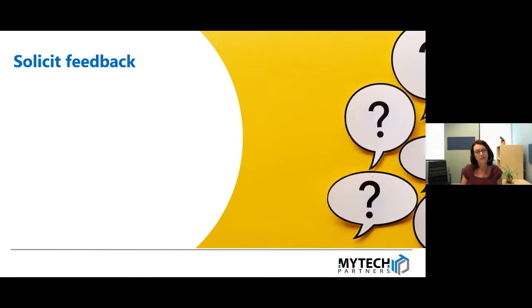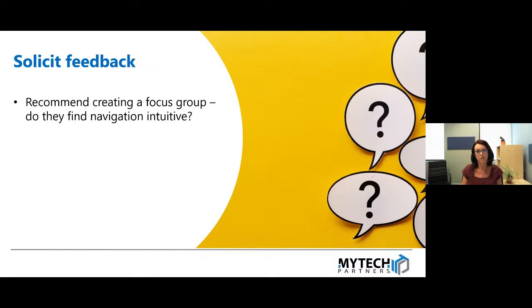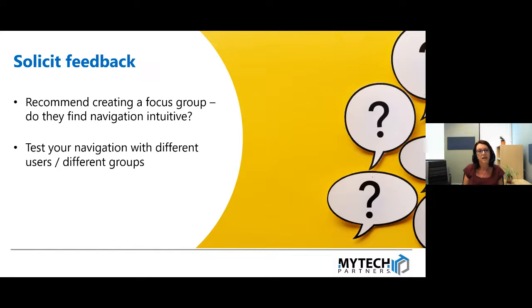One thing that I wanted to note here is that it's very important to elicit feedback from your users. I would generally recommend creating a focus group and having them test out the navigation and see if it's intuitive. In my experience, sometimes I've set up navigation that makes sense to me, but it doesn't necessarily always make 100% sense to users. So very important to test that out. And I would also test it out with different users and different groups. So you make sure that people from a specific department like marketing or HR, whatever that is, have access to what they need to have access to, and are not able to access things that they shouldn't be accessing. And then make changes as necessary.